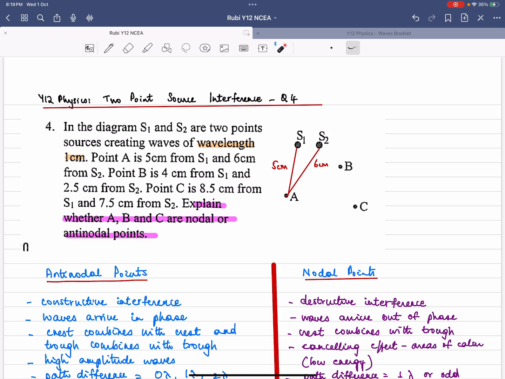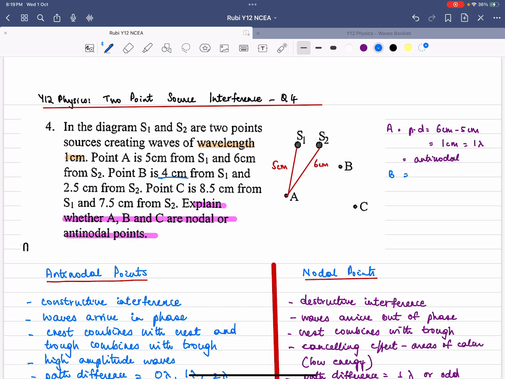So path difference for A, I'll write that there. Path difference is 6 centimeters minus 5 centimeters, which is 1 centimeter, which is 1 wavelength. So that is an antinodal point. Okay, I use a different color for B. Now let's see what's happening at B.